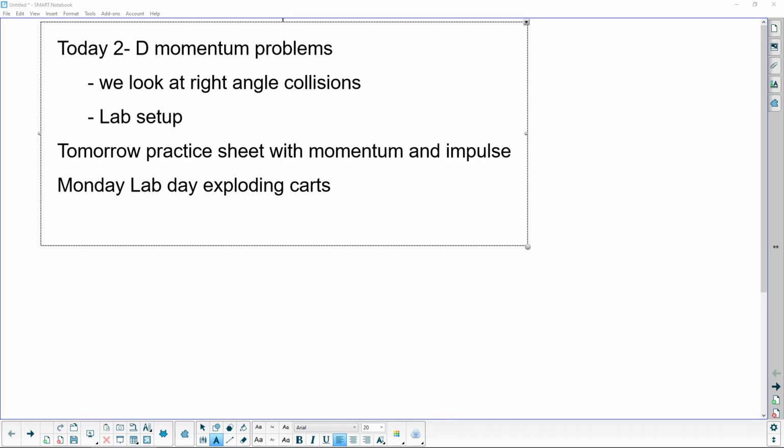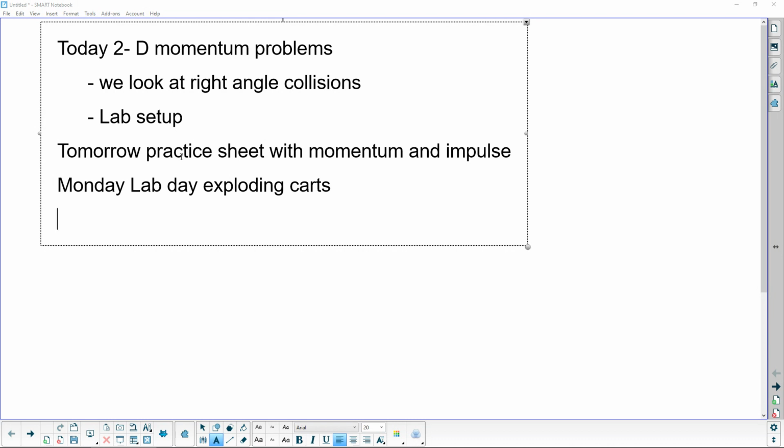Okay. So the idea here today is to look at two-dimensional collisions and problems that happen. And then we want to look at our lab setup. Okay, so here's what's going to happen. Today I'll go through the last type of problem that we're going to look at with momentum, and that's two-dimensional ones. Then I'll talk about the lab a little bit, what you need and stuff.